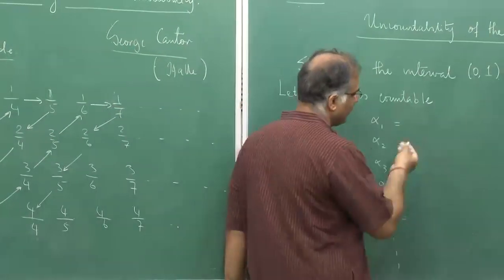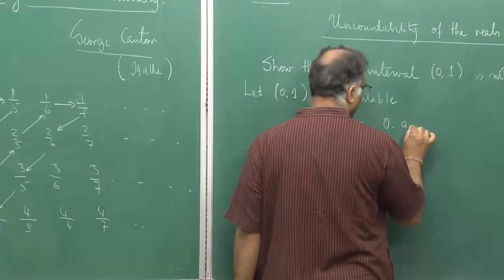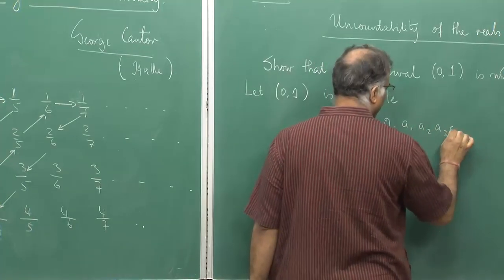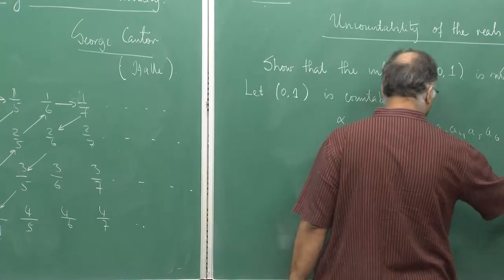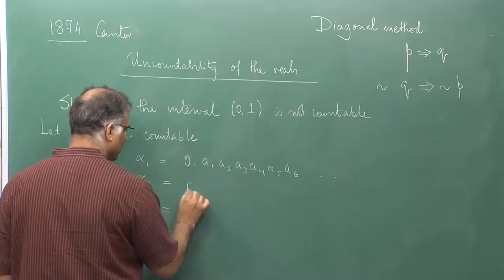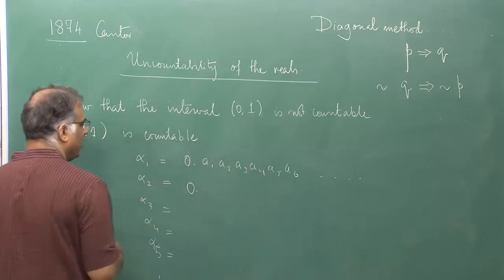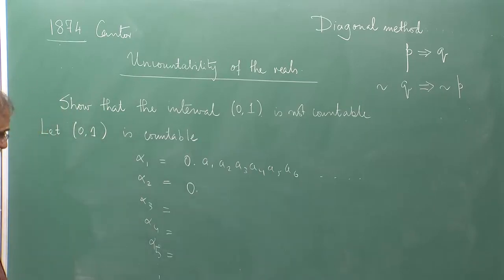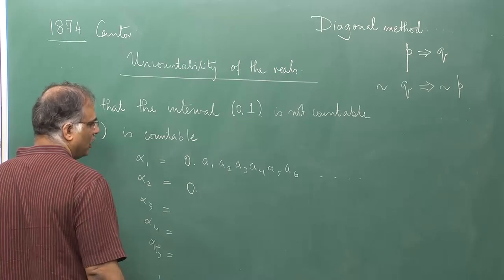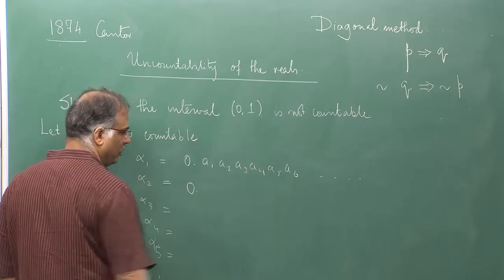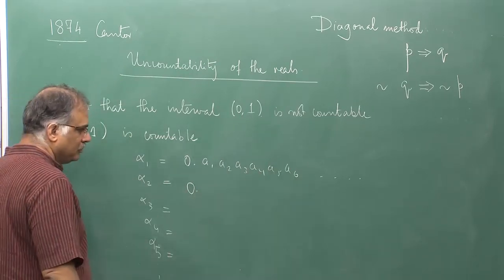So here I can start with this decimal expansion, 0.A1, A2, A3, A4, A5, A6. So these are numbers basically. And you know the decimal expansion can be either infinite, periodical, or terminating basically.